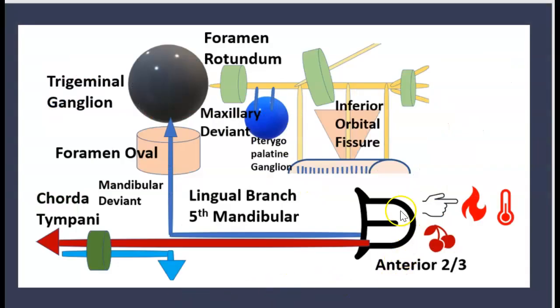Let's review. From the two-thirds anterior tongue, there are gustative fibers going through the chorda tympani, through the lingual branch of the fifth mandibular. Touch, pain, and temperature of the two-thirds anterior tongue go with the fifth mandibular branch to the trigeminal ganglion through the foramen ovale.